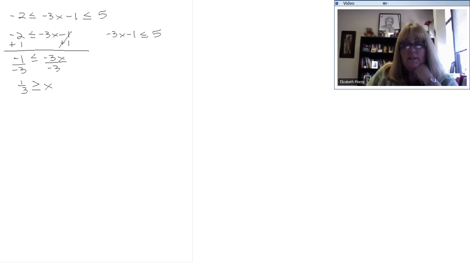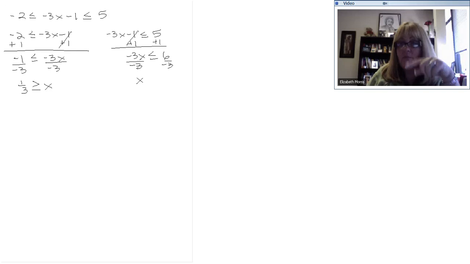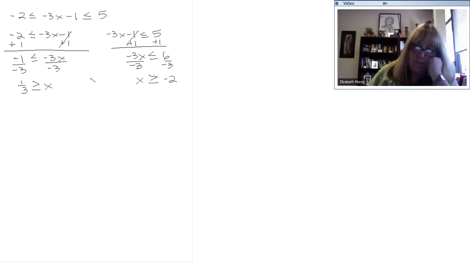All right, let's look at this one. Here, I would have to move the 1 over. So I get negative 3x is less than or equal to 6. Divide by negative 3. Again, I'm dividing by a negative number, so my sign flips, and 6 divided by negative 3 is negative 2. Put it together, and it looks like this.